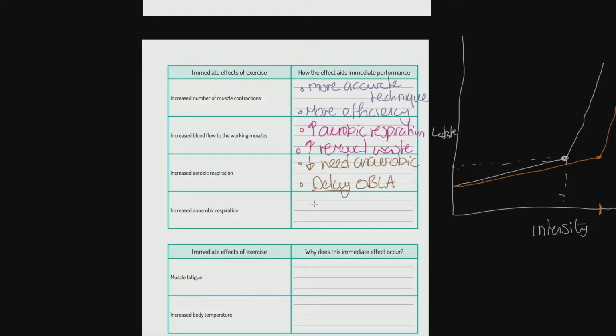Fantastic. We've got increased anaerobic respiration. Why is that useful? We get more power. We also get more strength in our performances. We also get something like more explosiveness. So a performer can be more explosive with that access to the anaerobic work that we're talking about there.